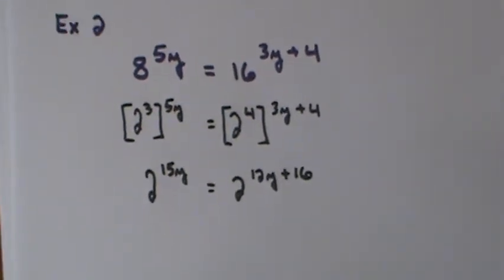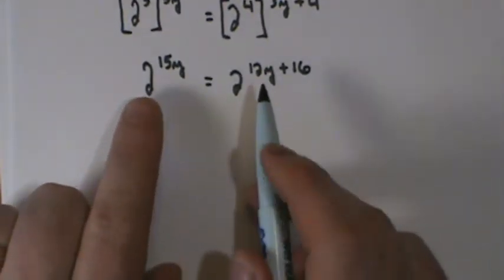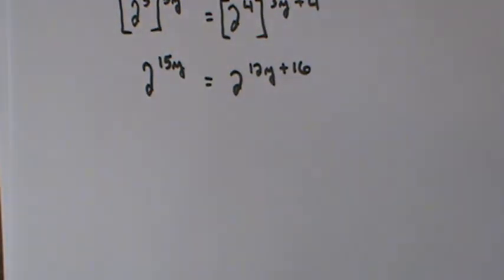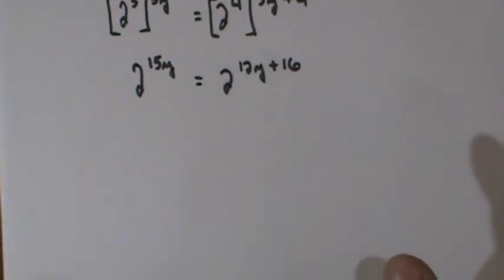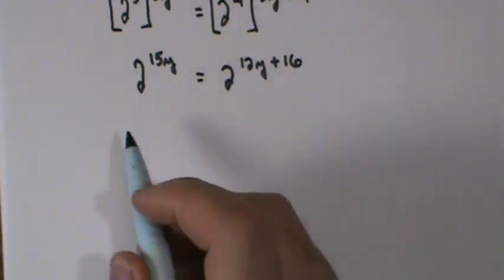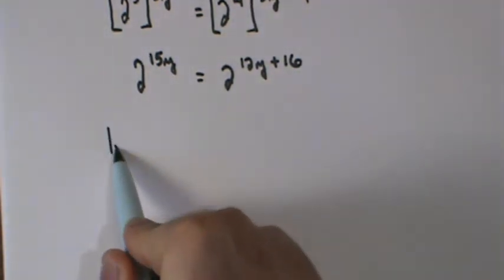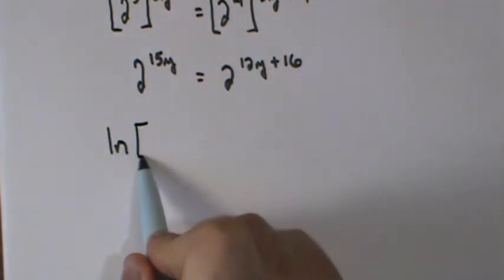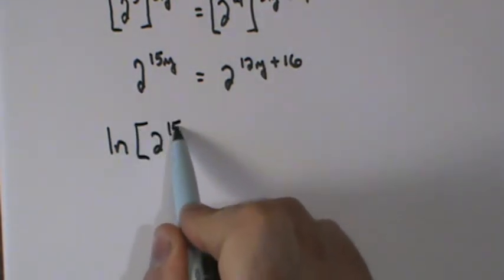Now, for the second example, I'd like to explain why I'm allowed to set these exponents equal to one another. If you recall, we used our properties of logarithms, which is the same as the property of natural logs, to do a previous homework. I am going to take the natural log of both sides. The natural log is just log base e. So I'm going to do the ln of this argument, 2 to the 15y.